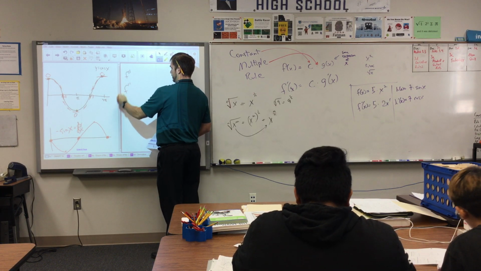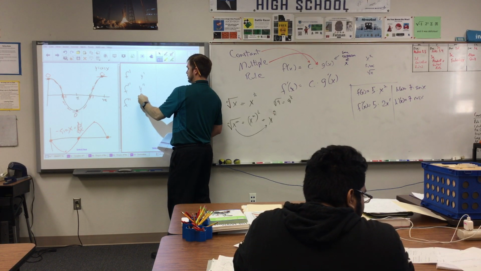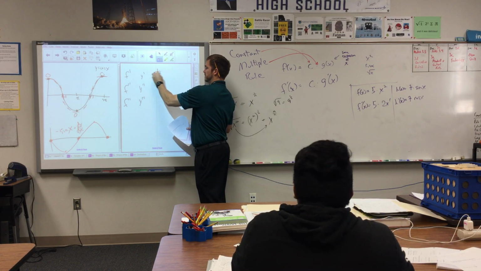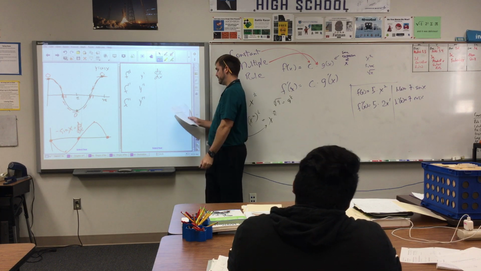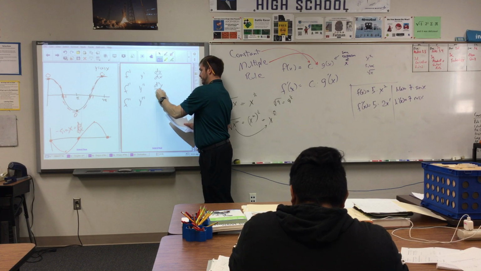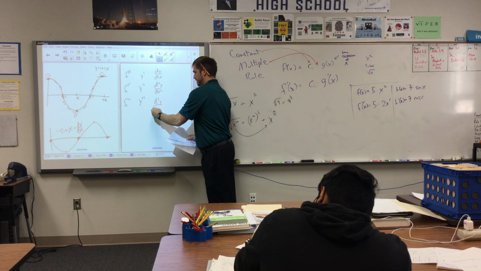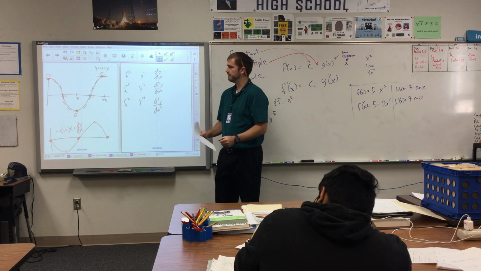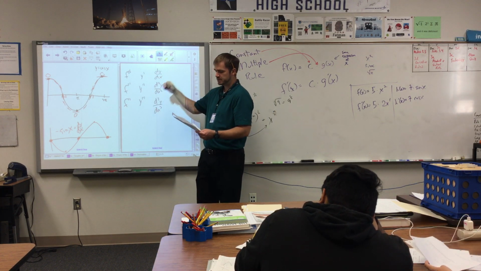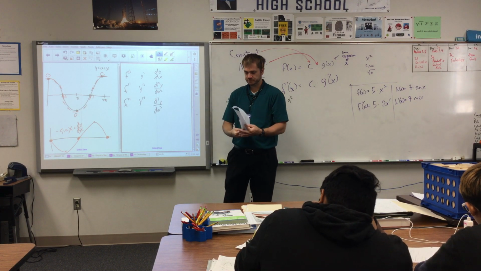f prime, f double prime, f triple prime, y prime, y double prime. So, Rosa, since you were asking about this, dy over dx, the second derivative is d2y over dx2, d3y over dx3. You get the point there. So when you see d4y over dx4, then you know that that's asking for the fourth derivative.